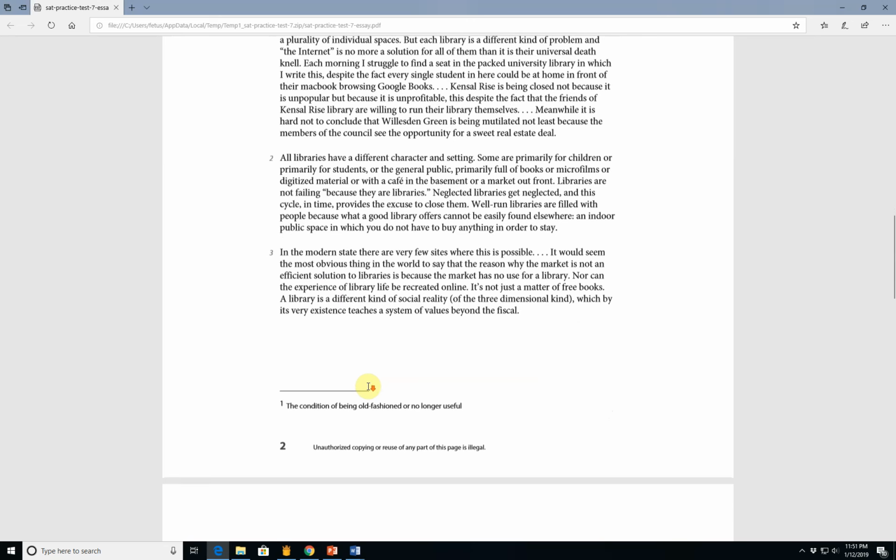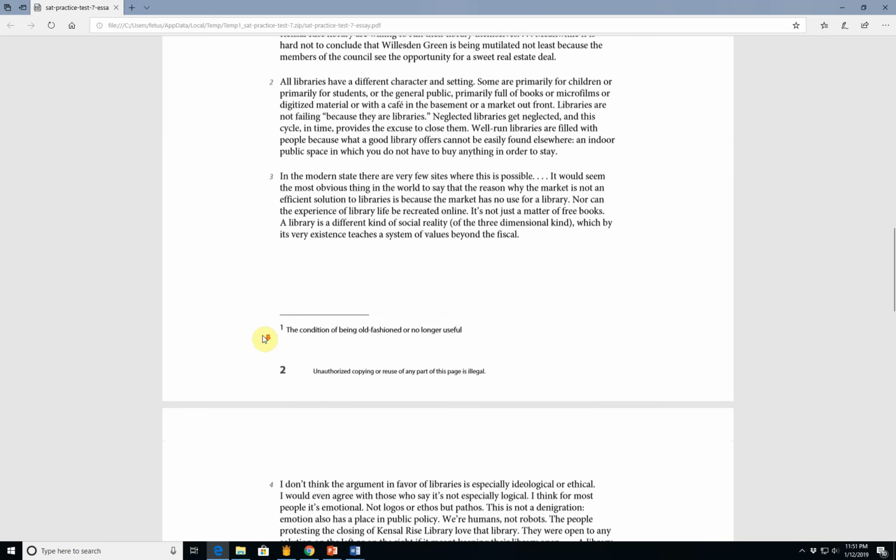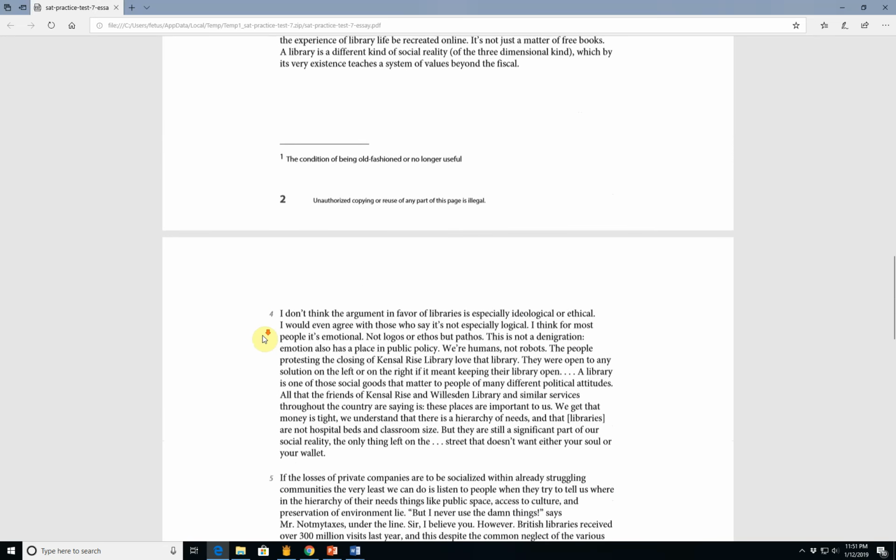It would seem the most obvious thing in the world is the reason the market is not an efficient solution to libraries, because the market has no use for a library. Nor can the experience of a library be recreated online. It's not just a matter of free books. A library is a different kind of social reality, of a three-dimensional kind, by which its very existence teaches a system of values beyond the fiscal.